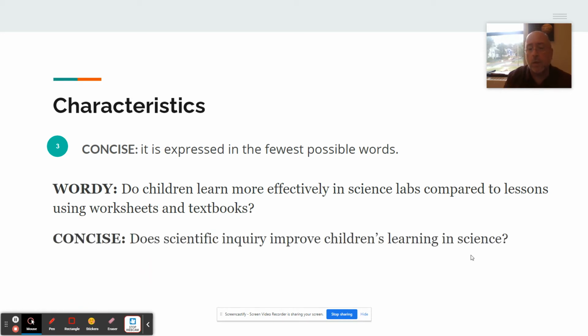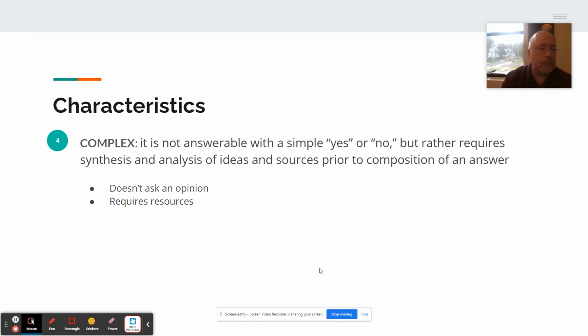Does scientific inquiry improve children's learning in science? So does scientific inquiry, so that's labs and any other inquiry activities I do, does that improve learning in science? Because the opposite of that is textbooks and worksheets, and I don't have to say that, right? So then the next is, it's got to be complex. So if you're asking a yes, no question, that's not going to work.